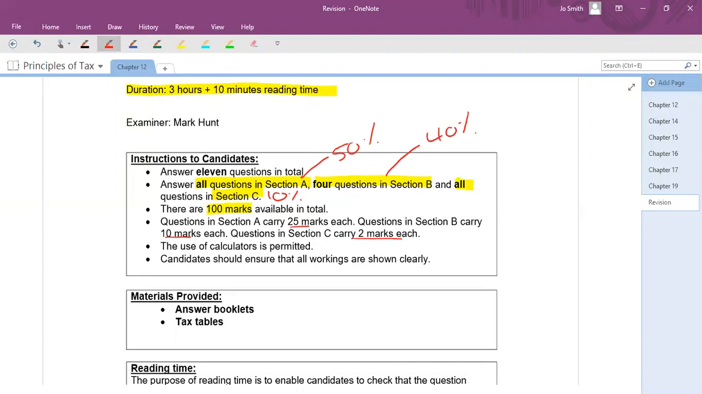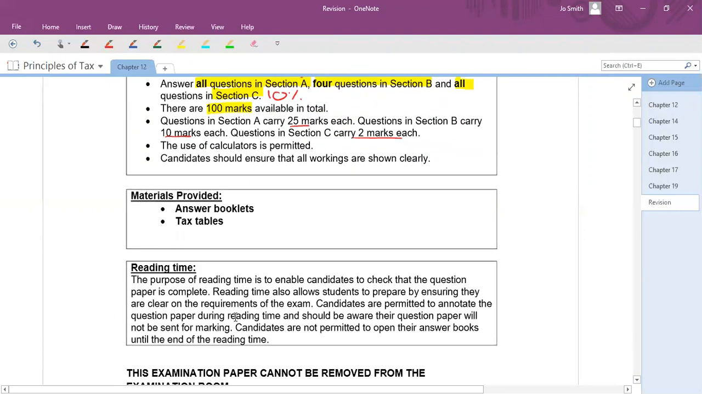Now, with your exam paper, you will obviously have your tax tables. These are exactly the same as what you will get in class. So the ones that you had in your week 6 assessment, the one that's at the front of all of your exam booklets, these will be given to you. They look exactly the same, so remember what's actually in there.